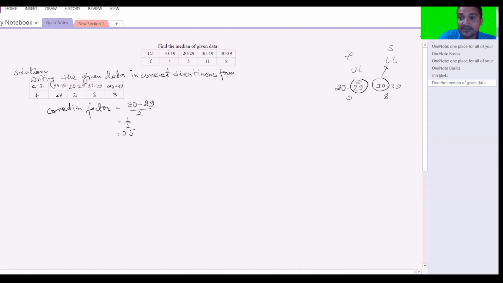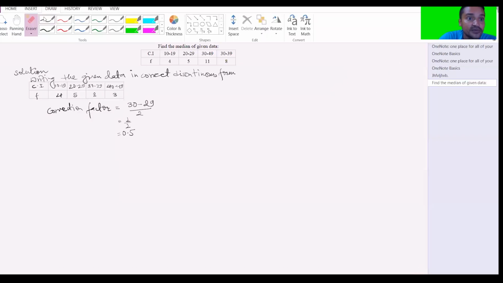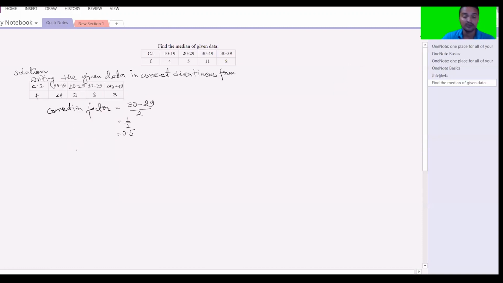Let's erase this part also. This part is not needed. Now again we need to draw. See here, now the correction factor is obtained. Now we need to represent this discontinuous data in continuous form, representing discontinuous form into continuous.